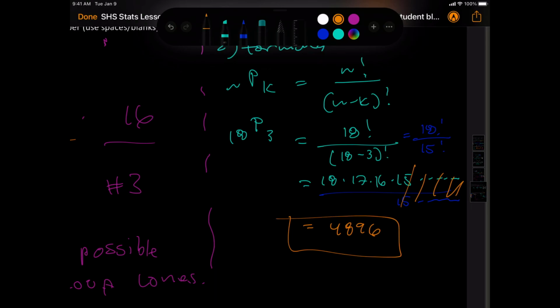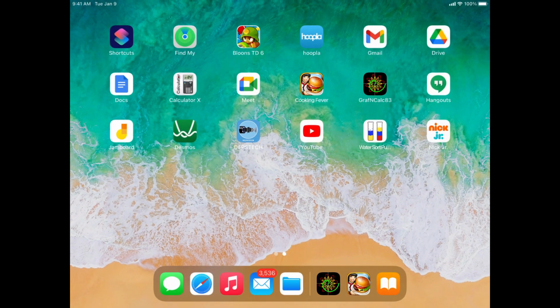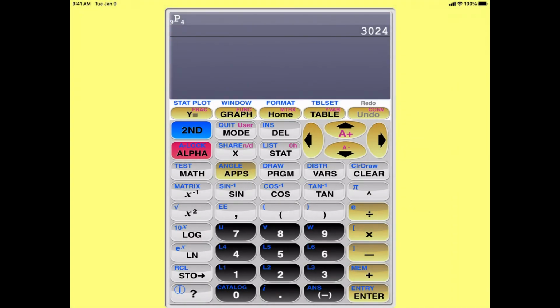4,896. Let's use the calculator, 18P3. Out of 18, you're going to pick 3 of those in some ways. Let's see if that works. You could try second enter. That just repeats the formula. Go left and choose 18, 3, 4,896. Okay?